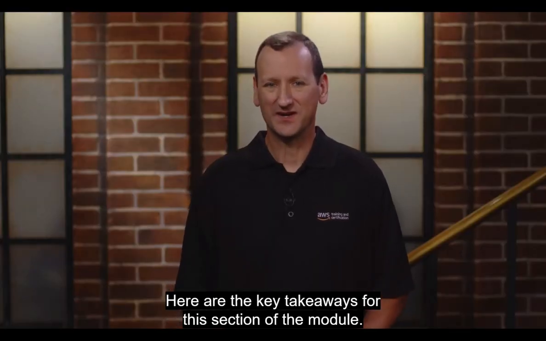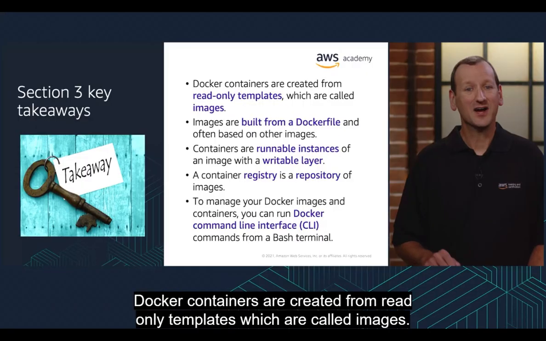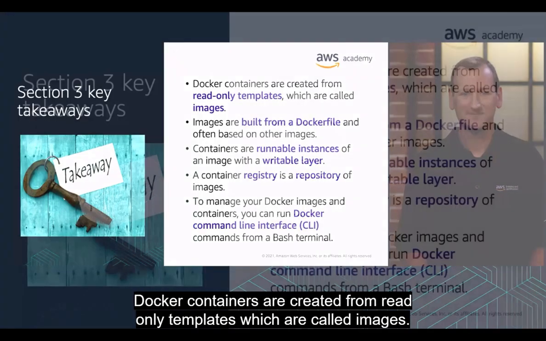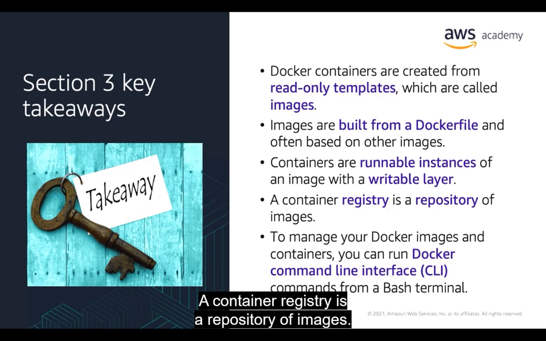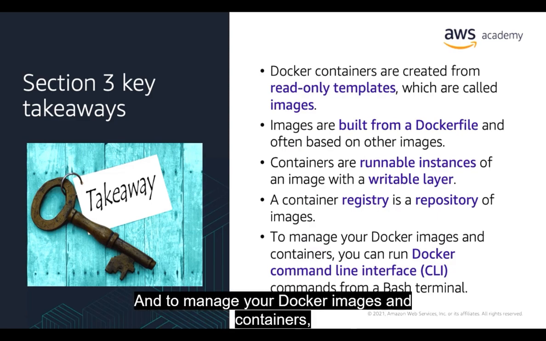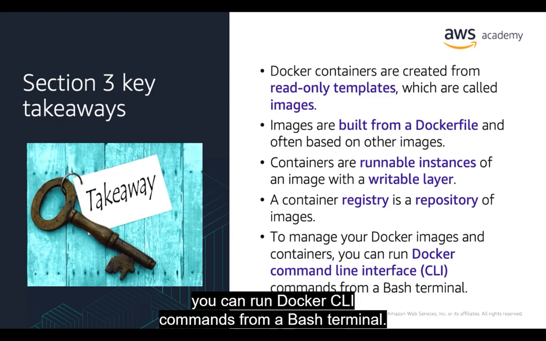Here are the key takeaways for this section of the module. Docker containers are created from read-only templates, which are called images. Images are built from a Dockerfile and often based on other images. Containers are runnable instances of an image with a writable layer. A container registry is a repository of images. And to manage your Docker images and containers, you can run Docker CLI commands from a Bash terminal.